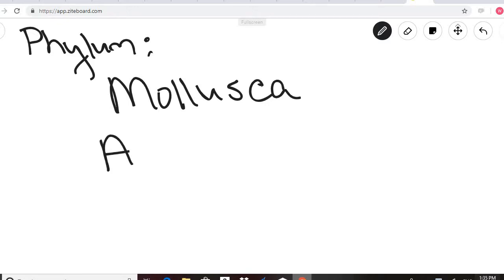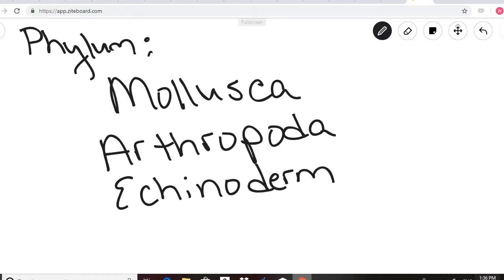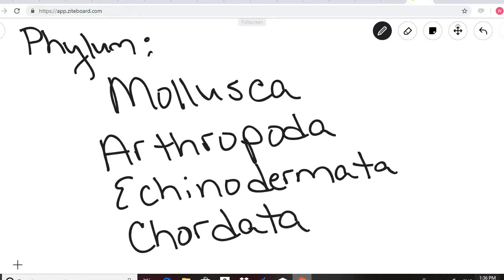phylum Arthropoda, phylum Echinodermata, and lastly we will talk a little bit about phylum Chordata, although there aren't a lot of organisms that are invertebrates in phylum Chordata, but we will mention those that are. So we're just going to work our way through these 4 phyla that are the rest of the invertebrates that we are going to study in marine biology.